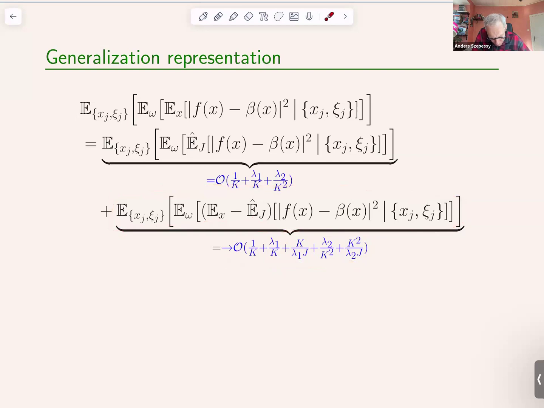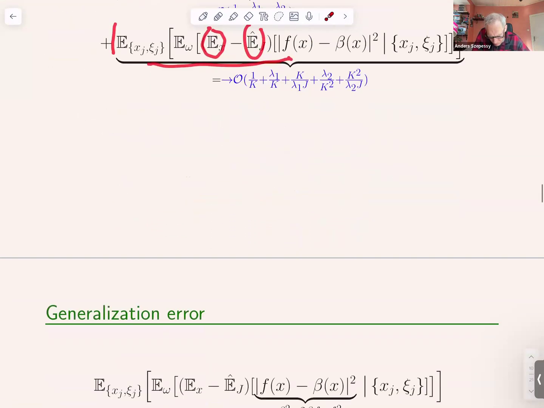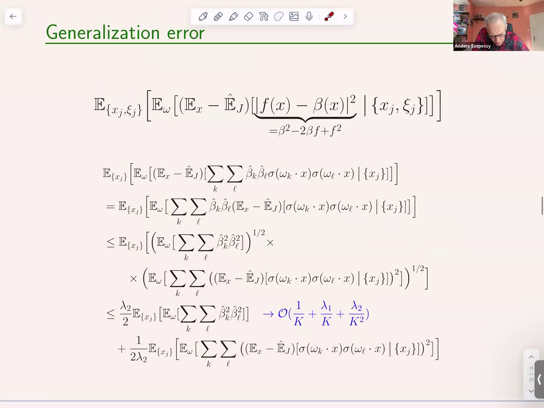Okay, so that's the goal now, to study the difference between the mean and the empirical mean in this setting here. So here comes the same expression, difference between mean and empirical mean, and then the mean with respect to the frequencies and the data. So we write the square loss here. We write it out as beta squared minus 2 beta f plus f squared. And I will study the first term now.